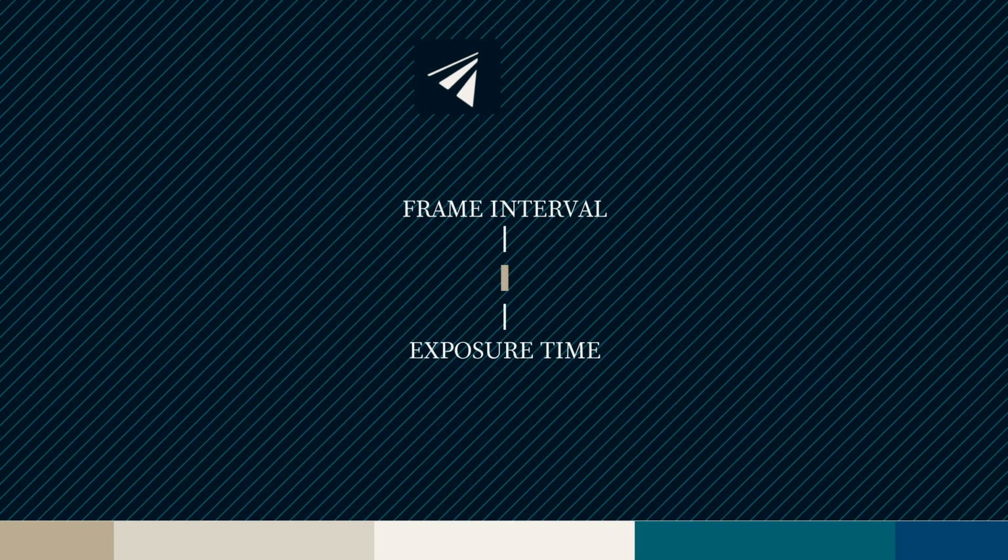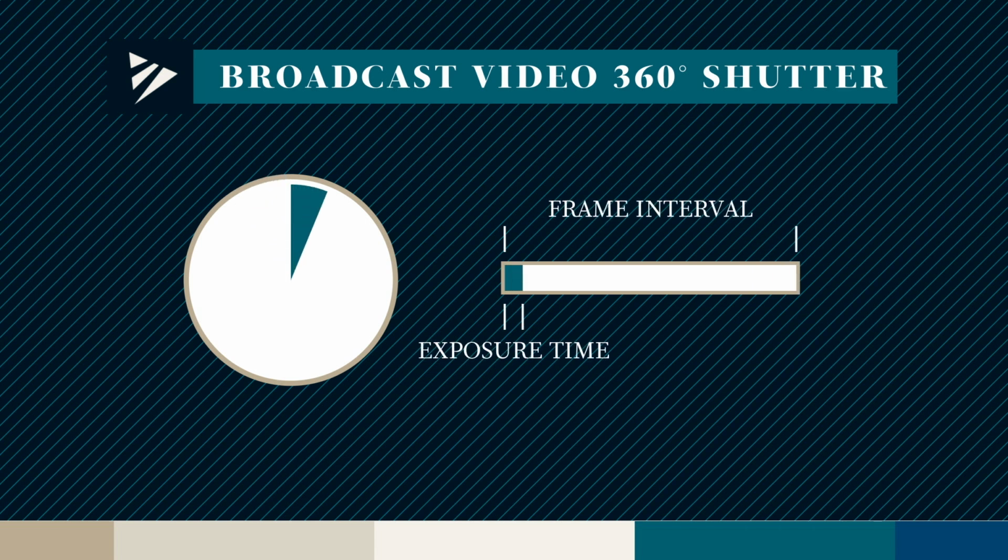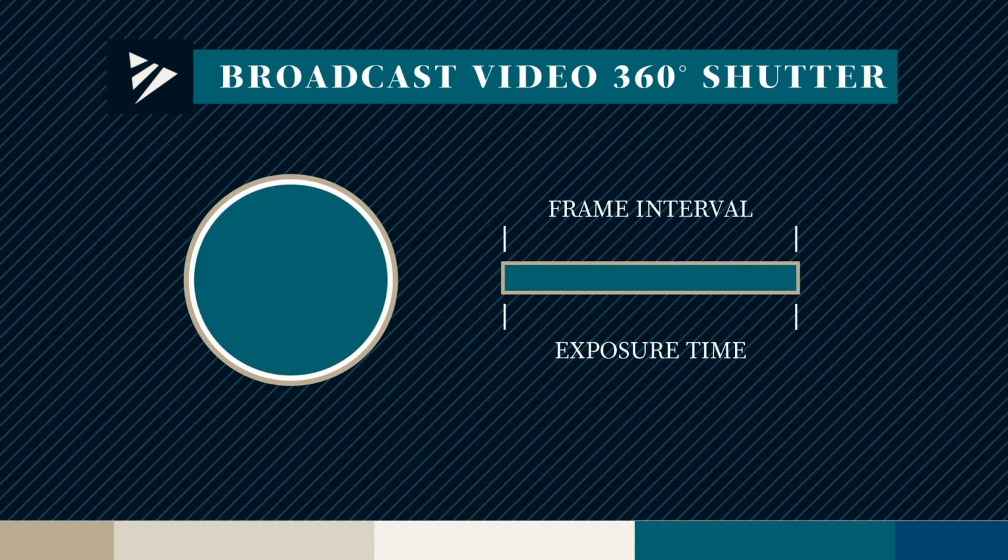Traditionally, broadcast video is shot with a 360-degree shutter, which means that the exposure time is equal to the frame rate. Each frame gets exposed for 1/60th of a second as the camera outputs 60 frames per second. This produces smooth, realistic feeling imagery.